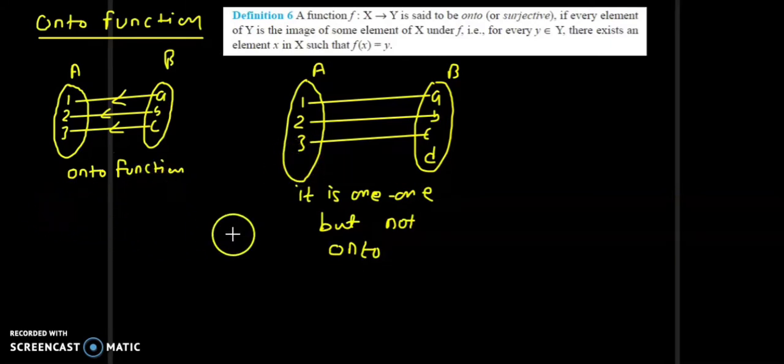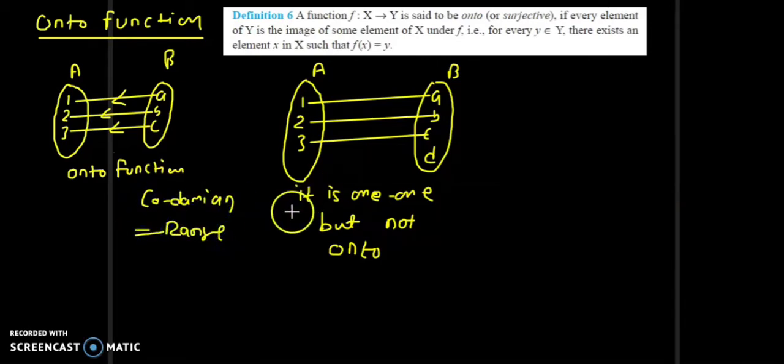What does this mean? For an onto function we need the codomain to be equal to the range; then only we'll say it is an onto function. Because f of x should be equal to y. For an onto function, f of x is equal to y, where y is your range. So all the elements should have an image here.